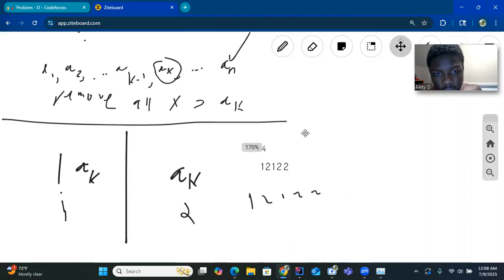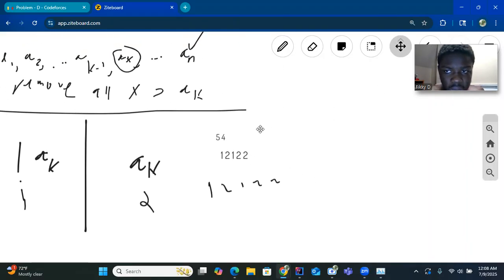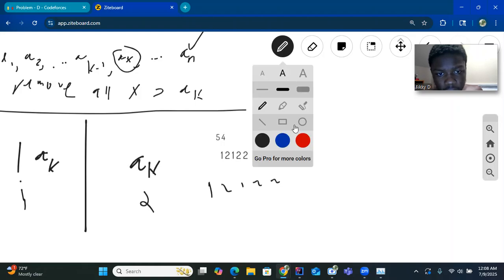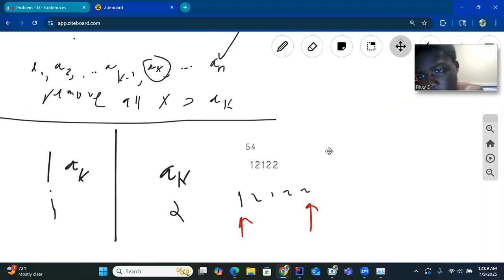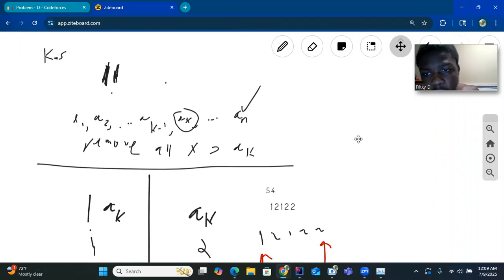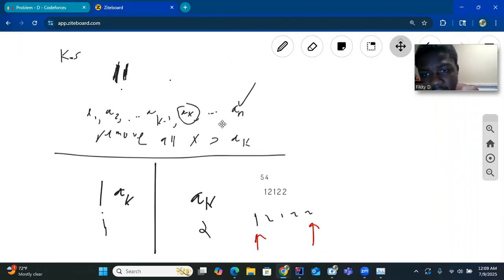So maybe we might just check if we have a palindrome by checking the left and right. But we know that if the ends don't agree, then, another observation that I forgot to make is once you have this remaining element, here's the thing: because a sub k is the max, right?